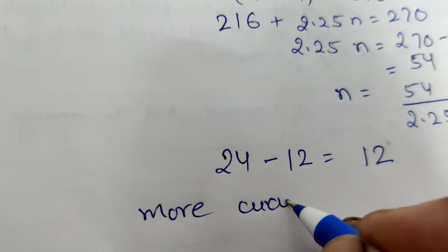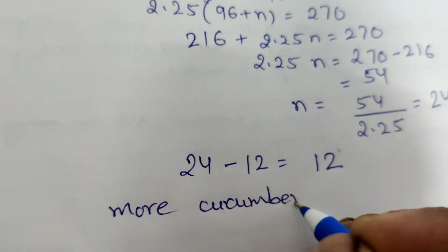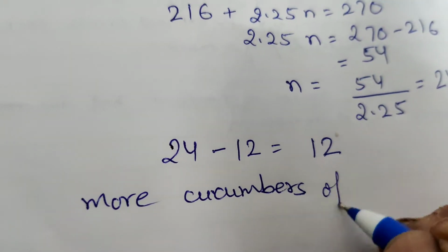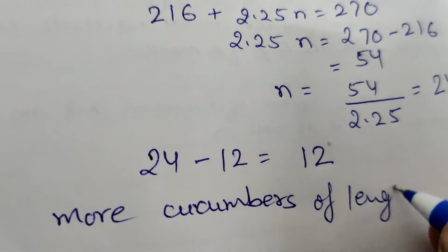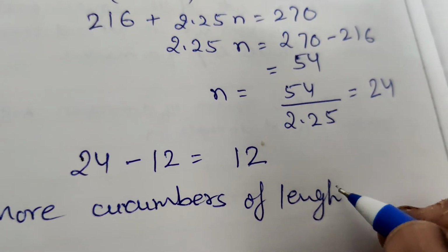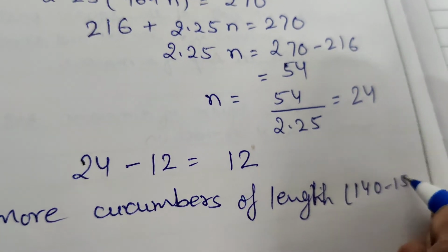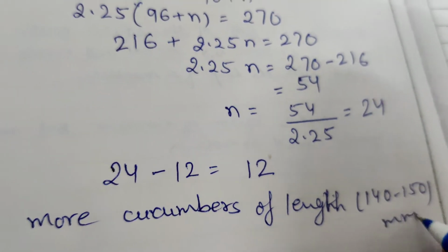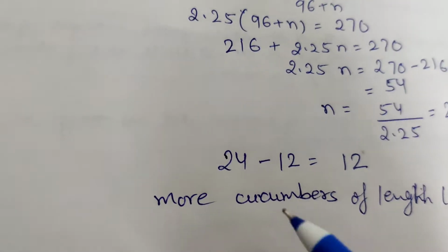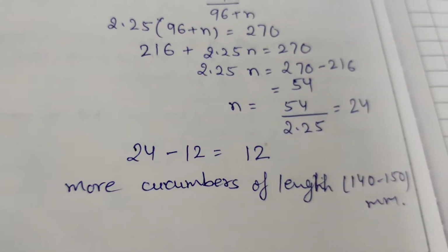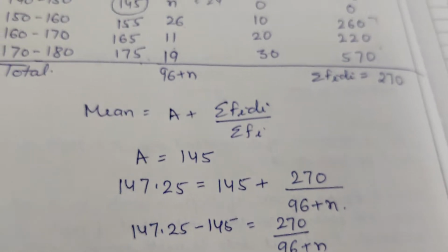more cucumbers of length 140 to 150 millimeter. Okay, than the length of 130 to 140. Okay, this is the assumed mean method.